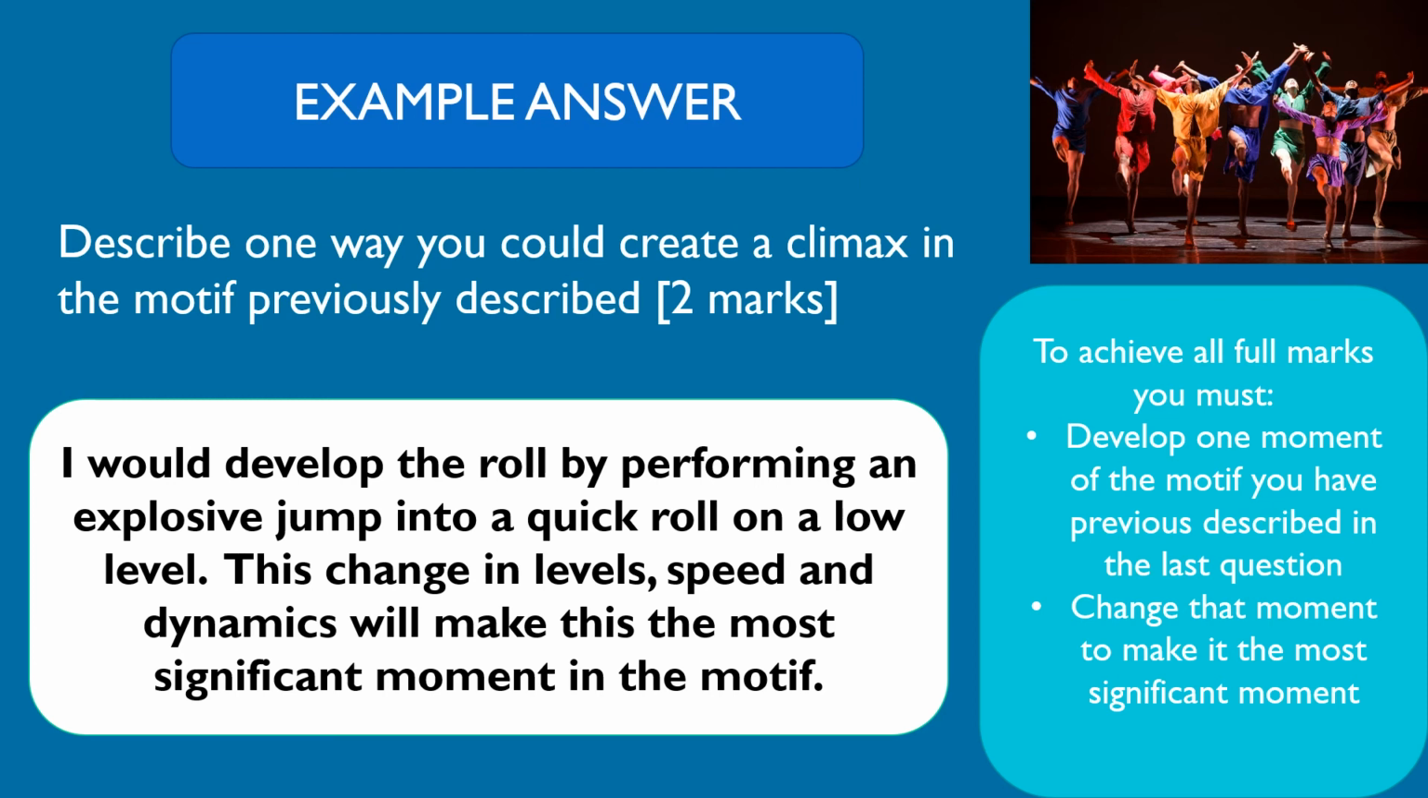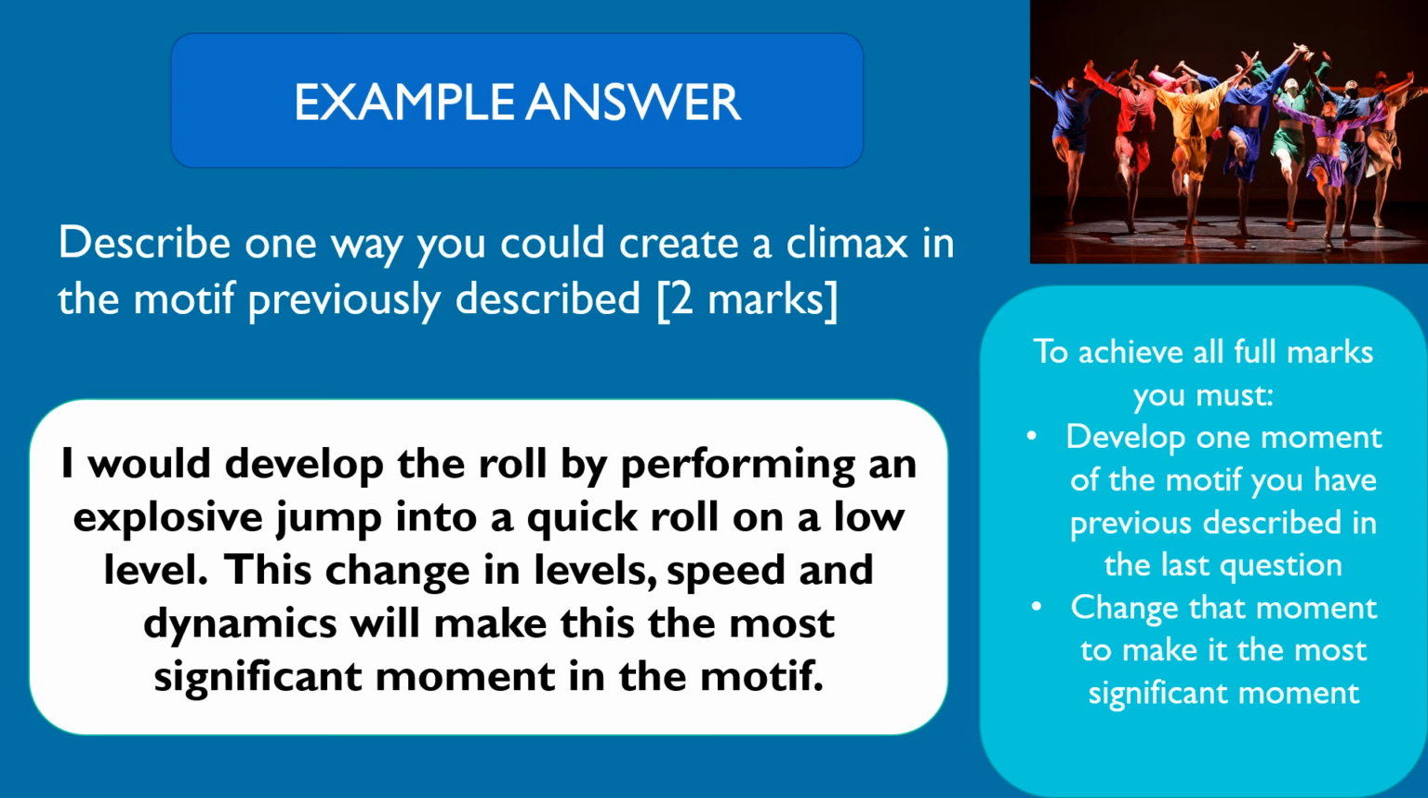So I've picked the swift roll on a low level. Okay, I've changed that moment to make it the most significant moment. So you want to ask yourself, how are you going to make this the most significant moment of the dance? Are you going to make it quicker? Are you going to make it bigger? Are you going to make it faster? What is going to happen? And I've chosen to add an explosive jump and then make the roll quicker on a low level. This contrast in levels and the speed is going to make this the most significant moment in the dance.